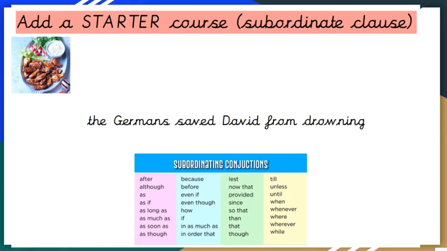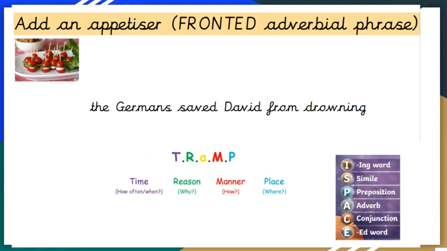Now, this time with the same main clause, I want you to have a go at adding a starter. Using these subordinating conjunctions, what could your starter be? So pause the video and have a go at building that sentence. And then adding an appetiser, which is a fronted adverbial phrase, which is when we're using some more information down here.